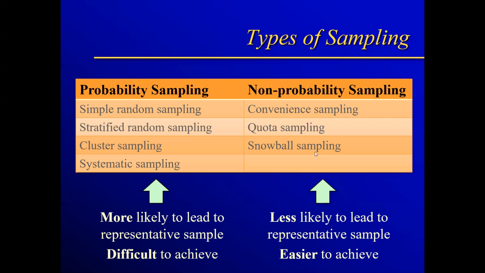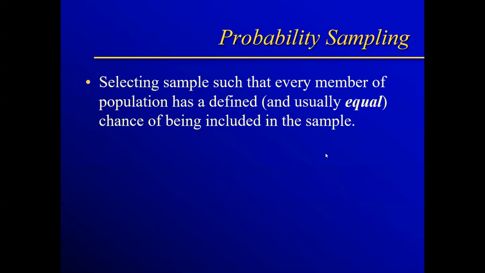So let's jump into the different types. We're going to start off with probability sampling. So what is probability sampling? It is selecting a sample such that every member of that population has a defined and typically equal chance of being included in your sample.